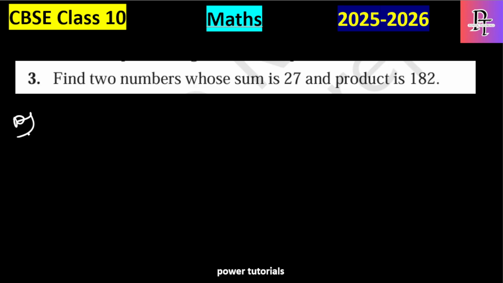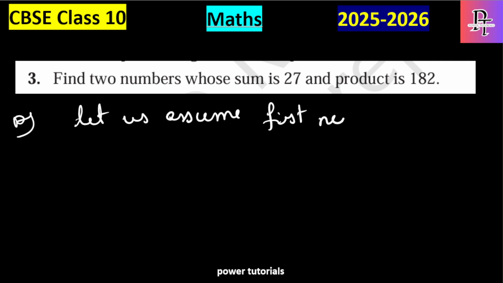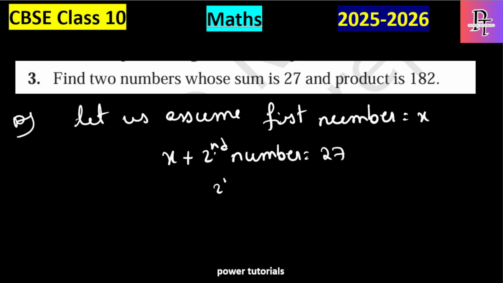Okay, let's solve this one. Find the two numbers whose sum is mentioned and product is mentioned. Let us assume the first number is equal to x. Then what will the second number become? Because the sum is mentioned as 27, x plus the second number should be equal to 27. So the second number I will get as 27 minus x.